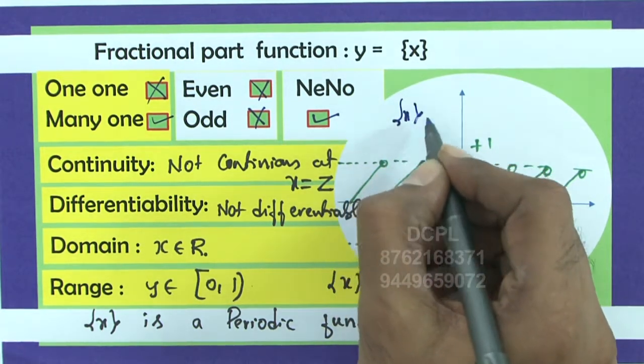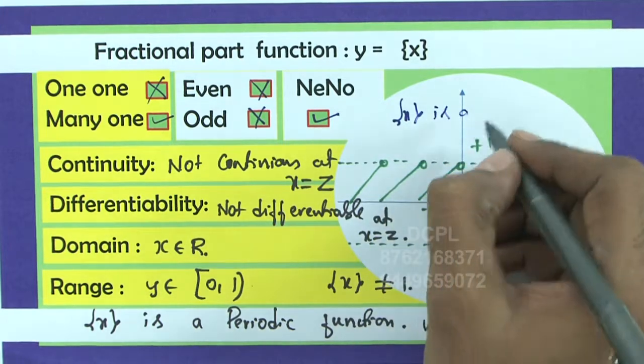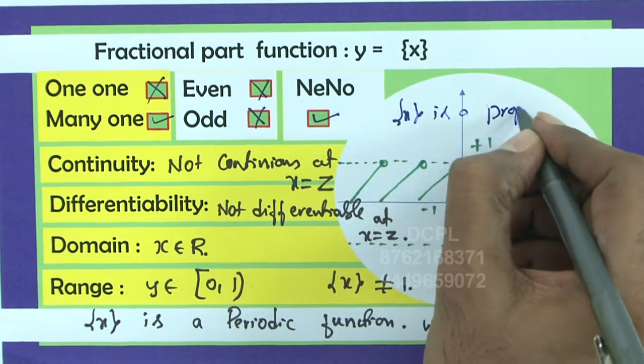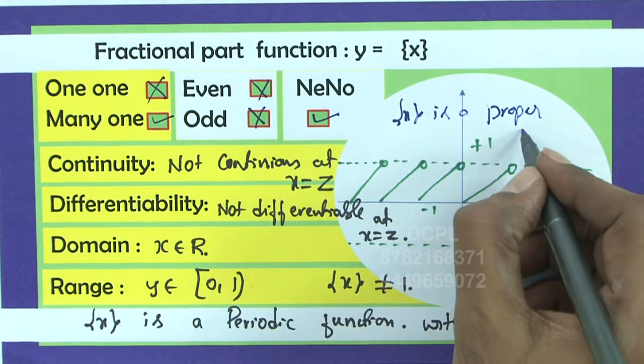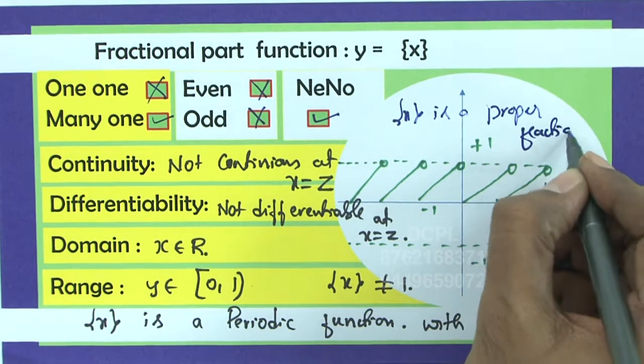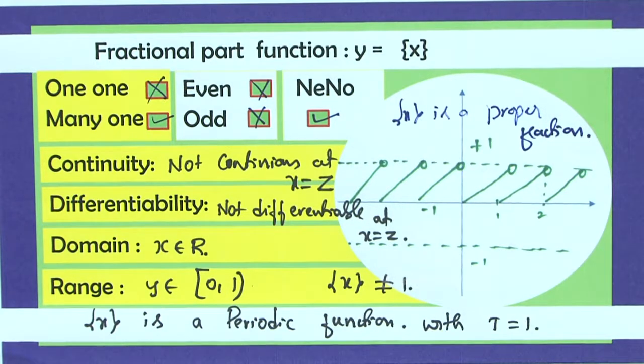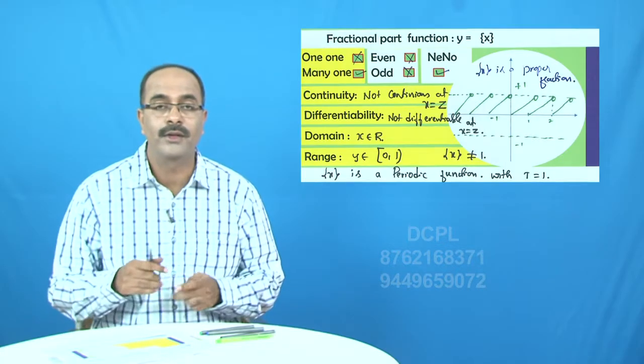So fractional part of x is always a fraction. Fractional part of x is a fraction. Fraction means proper fraction. It is a proper fraction, right? That means to say it lies between 0 and 1, of course, excluding 1 always, right? Dear students, this is about fractional part of x, right?